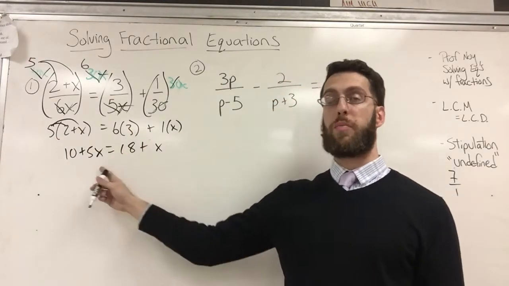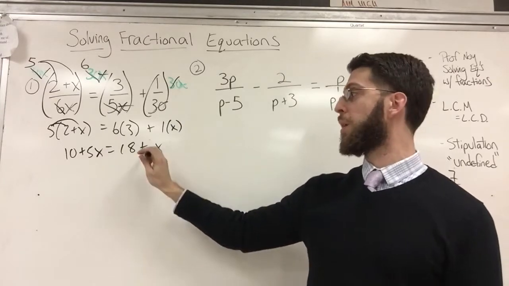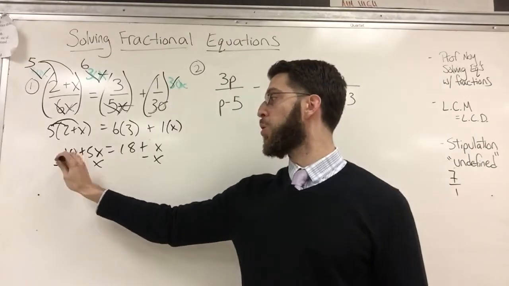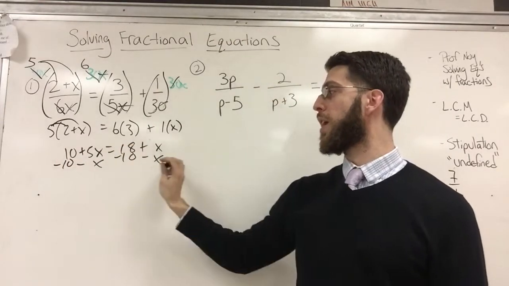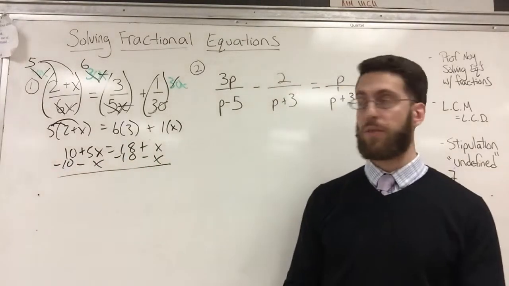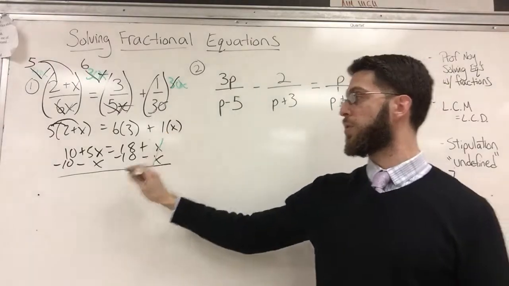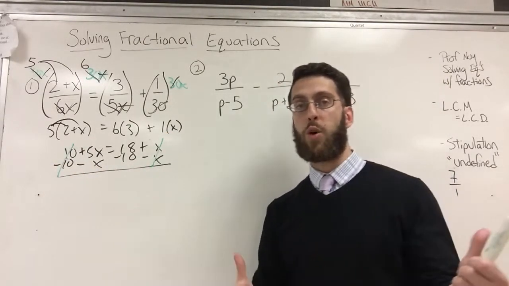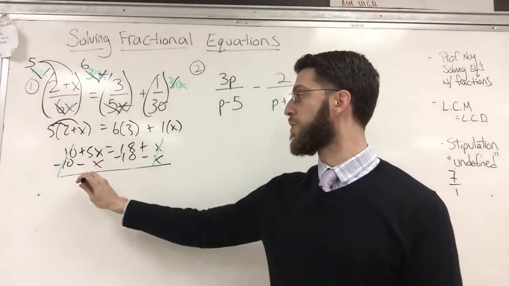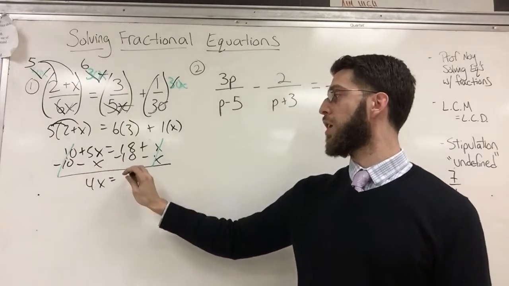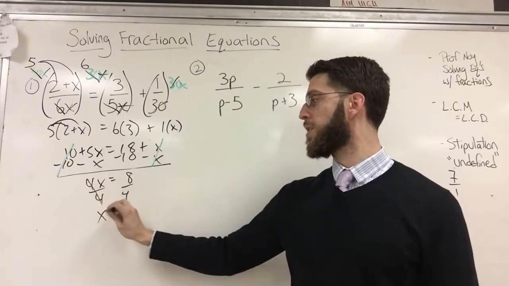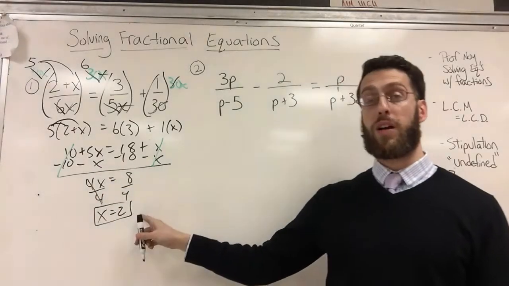And now this is a basic algebra 1 problem. Let me bring my x's to the left side and my whole numbers to the right side by doing my additive inverse. So these x's will cancel and these 10s will cancel. And now I've got variables on one side and whole numbers on the other side. So this is 4x equals 8, divide by 4, and x equals 2. And there's my final answer.